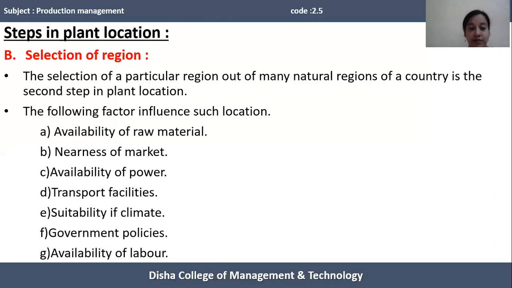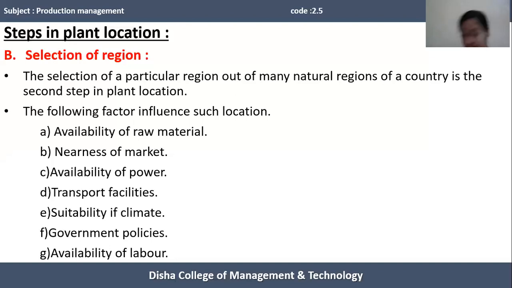The next factor the industrialist must consider is suitability of climate. For some industries, the climate factor plays an important role. Take the example of the textile manufacturing industry. The textile industry generally requires a highly humid climate. So the industrialist of such a plant should identify a location where the weather is humid. They have to consider the climatic factor for selecting the location for their plant.